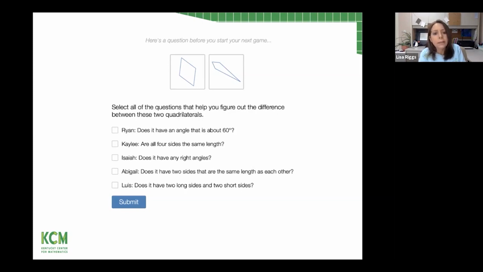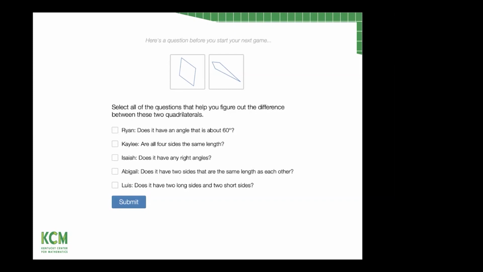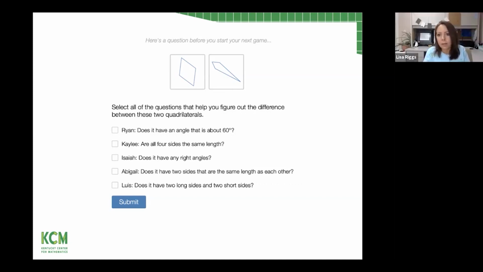Okay. Why does Isaiah's not help us? Because neither object has right angles. Yeah, I'm assuming that seems like a question that would have already been asked that got down to these 2 figures. Right, that's not going to help us. Yeah, so at this point, neither of those have right angles.